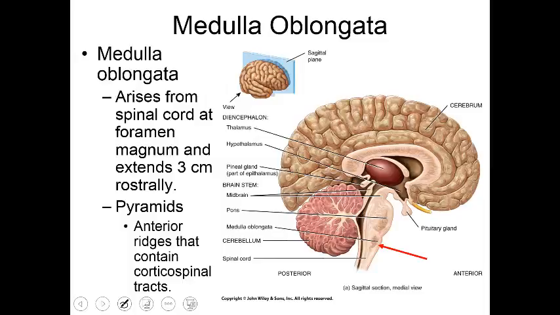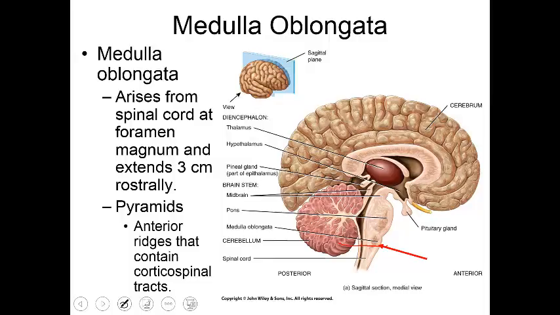So let's take a look right here. This red arrow is pointing to the medulla oblongata. Medulla oblongata is continuous with, or rises from, the spinal cord, and this is present right at the foramen magnum. So everybody remembers the foramen magnum. So that is where the foramen magnum is located. So right at that junction is where the medulla oblongata is located.